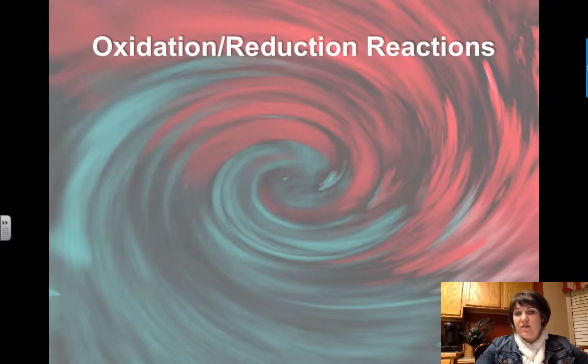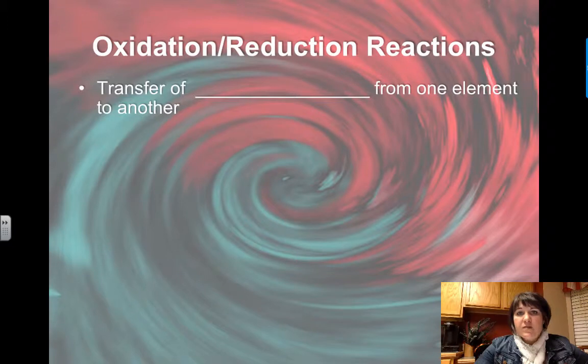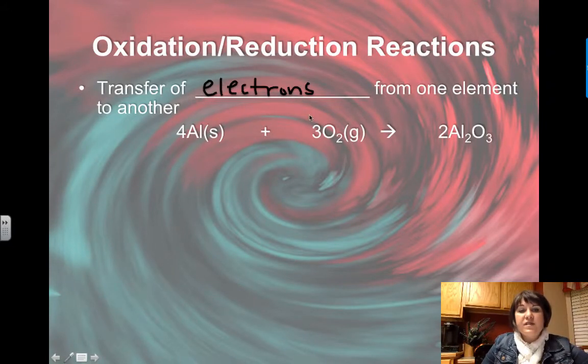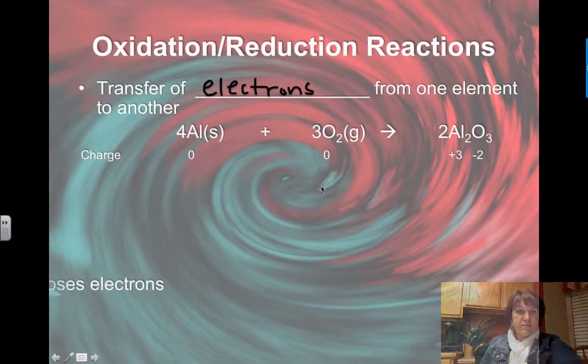These can't be balanced the normal way, so I'm going to show you some tricks. First of all, remember that oxidation reduction reactions involve the transfer of electrons from one element to another. Here's an example. Aluminum reacts with oxygen to form aluminum oxide. In other words, the elements form an ionic compound by the transfer of electrons from the metal to the nonmetal.